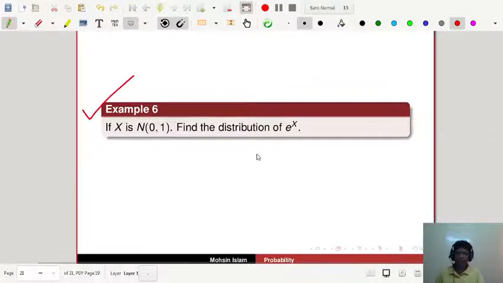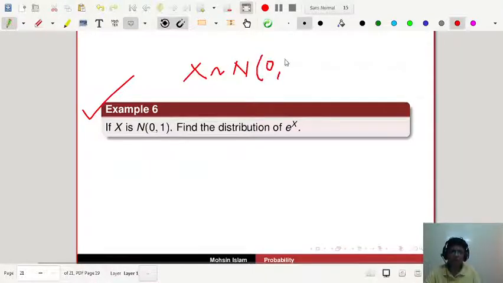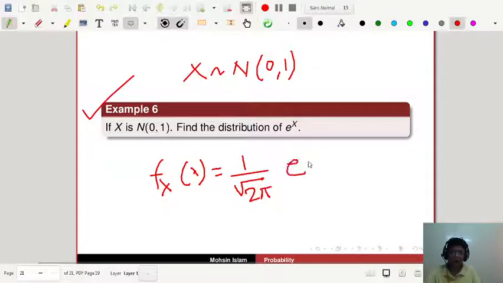Problem number 6. If x is normal 0, 1, find the distribution of e to the power x. That is the standard normal. If we are talking about normal 0, 1, that is x follows standard normal distribution, and that standard normal density function is given by 1 by root over 2 pi e to the power minus x square by 2, minus infinity less than x less than infinity. This is the standard normal density function.